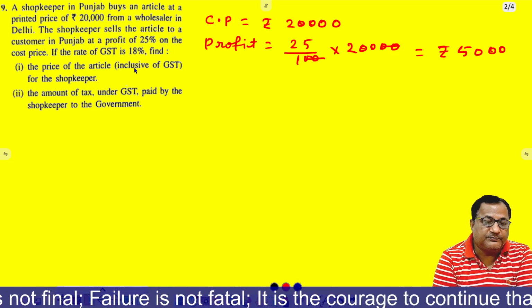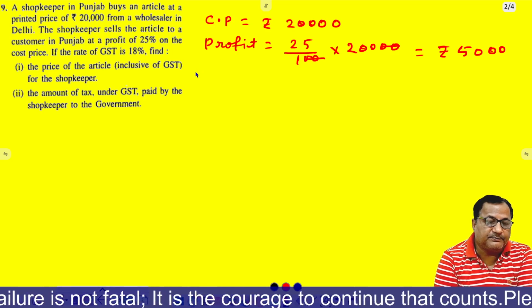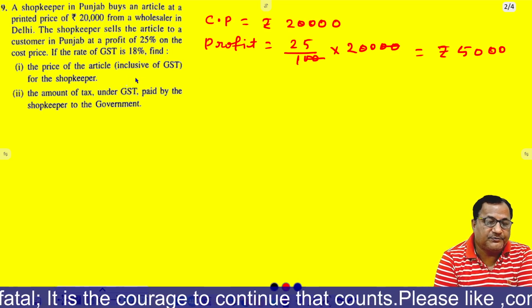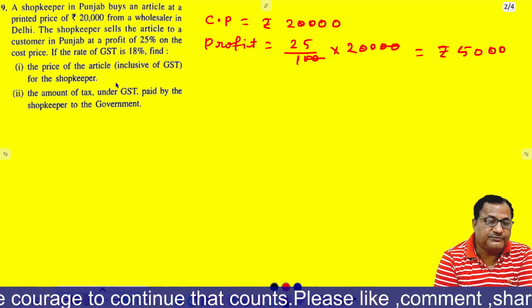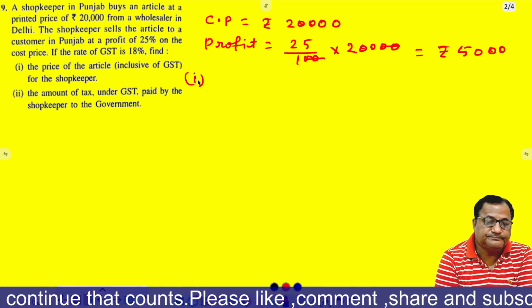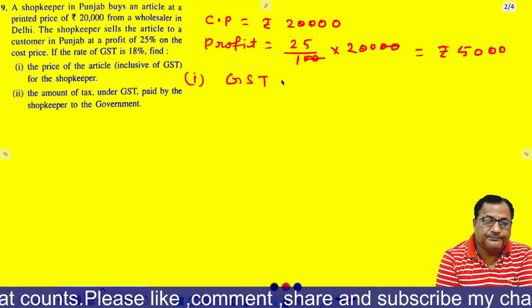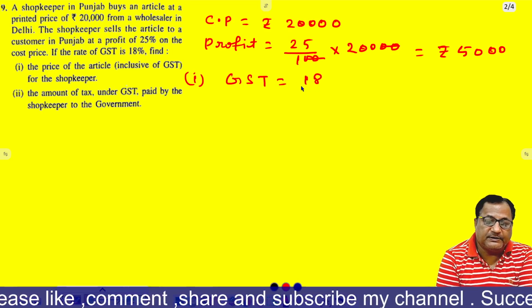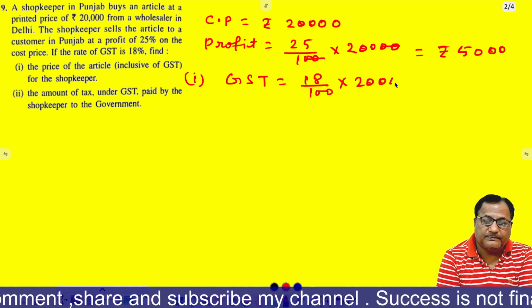So if the GST rate is 18%, find the price of the article inclusive of GST for the shopkeeper. First, GST will be 18%, 18 by 100 into 20,000.